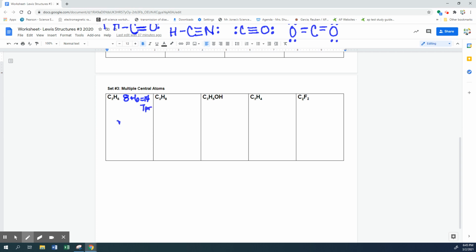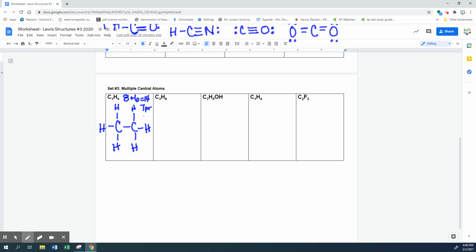So I have 2 carbons. I'm going to go ahead and put those in the center attached to each other. Then I have 6 hydrogens. Carbon needs 4 bonds, so it has 1. Split them evenly between the 2 carbons. Each H is happy, each carbon is happy, and we used 7 pairs.